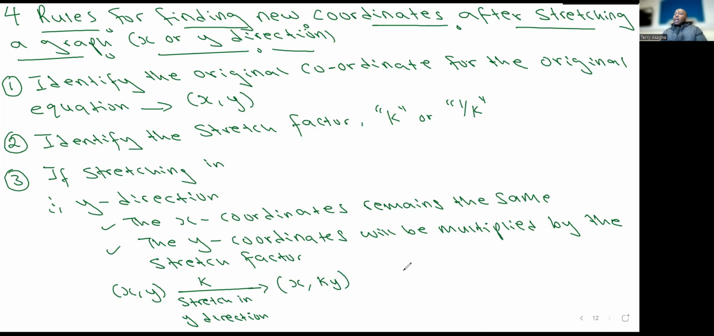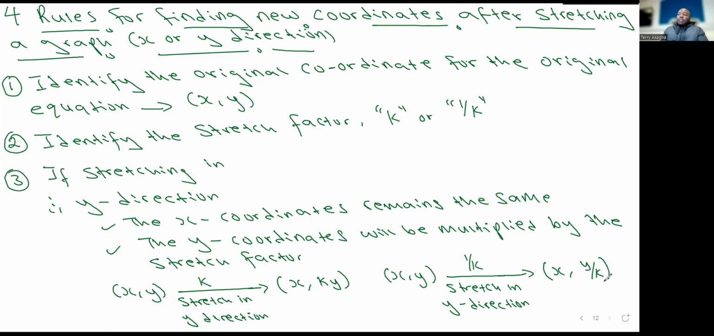Are you seeing it? Now, if you're stretching as well, and this time you're stretching by 1 over K in the Y direction, it does not really matter, okay? What will happen? The X is going to remain the same, but the Y is going to be Y times 1 over K, and that will be Y over K, okay? And that is it. Because you have Y times 1 over K, that will give you Y over K, all right? That's how I got that.